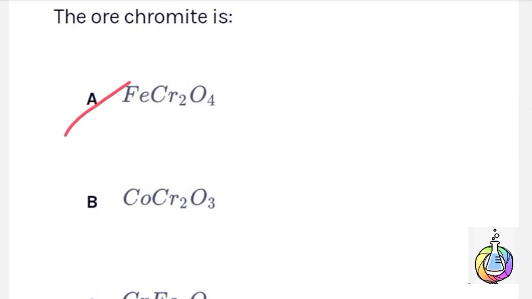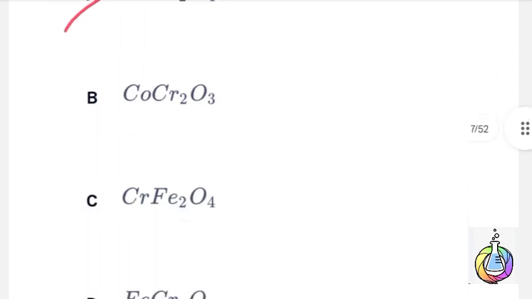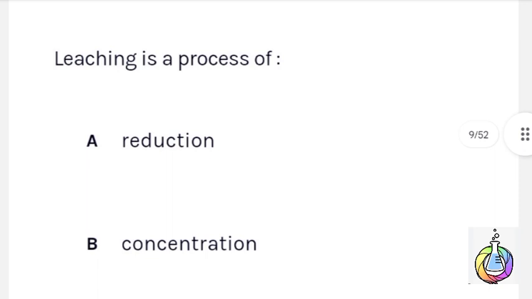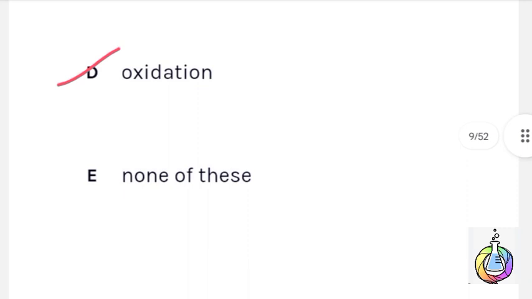The ore chromite is FeCr2O4. Option A is the correct answer. Next question: leaching is a process of... oxidation. Therefore, option D is the correct answer.